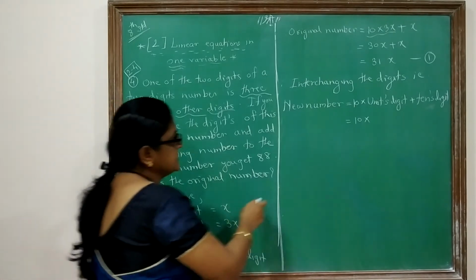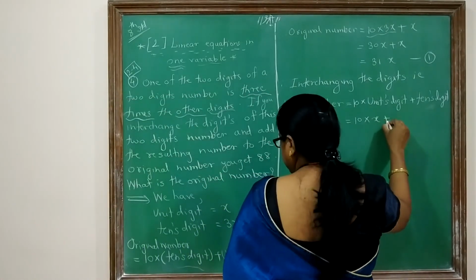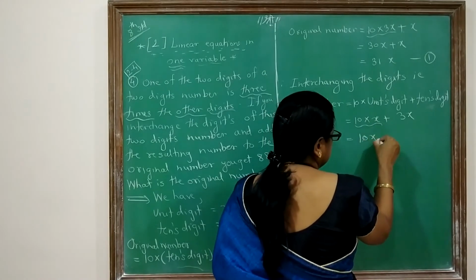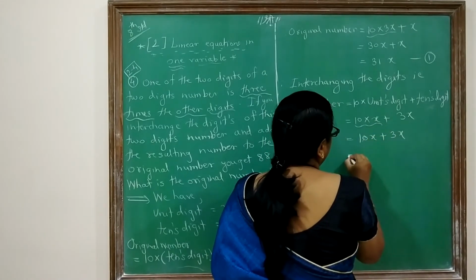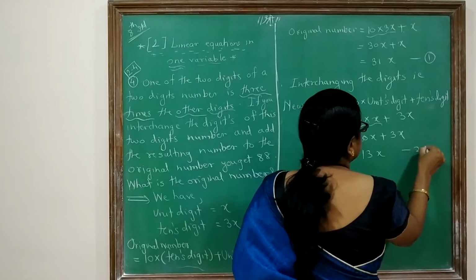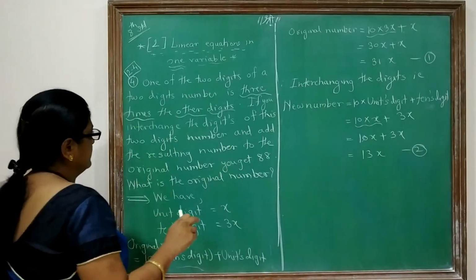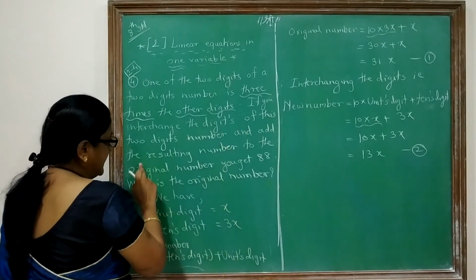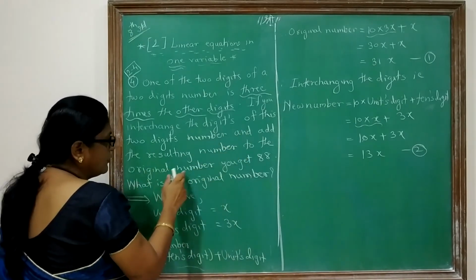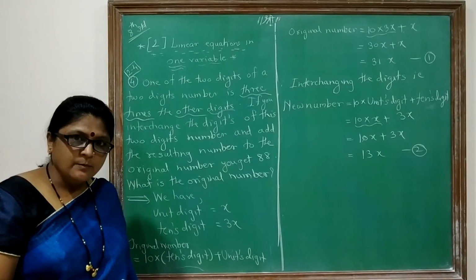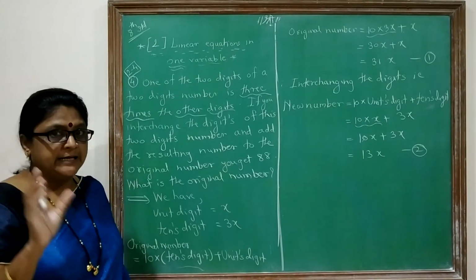Unit digit is x, and tens digit is 3x. Then 10 into x is 10x plus 3x. Then you will get 13x, and this is your second equation. The next sentence is what? Add the resulting number after reversing the digits to the original number, you get 88. Means you will add original number plus new number, you will get 88.